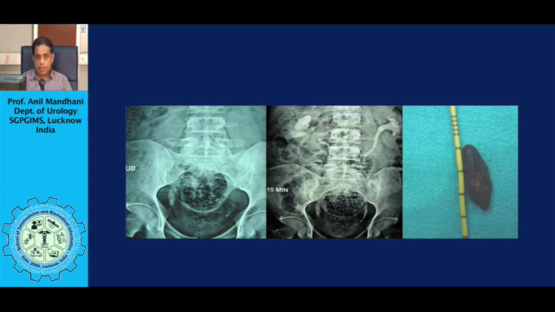As I said, post-void residue is a very important parameter. Even if a person is voiding and his post-void residue is high, it raises a suspicion that his detrusor muscle is not as active as it should be. So you need to be careful for future therapy for this gentleman.